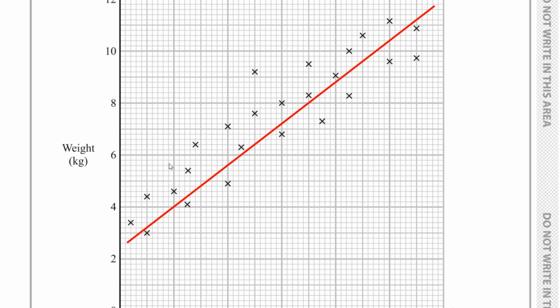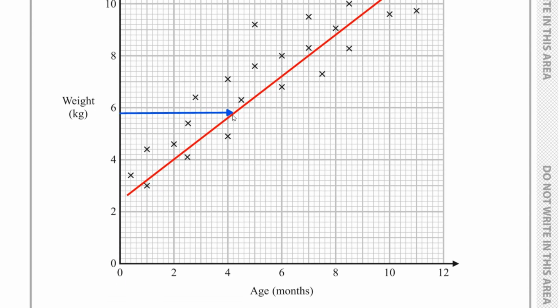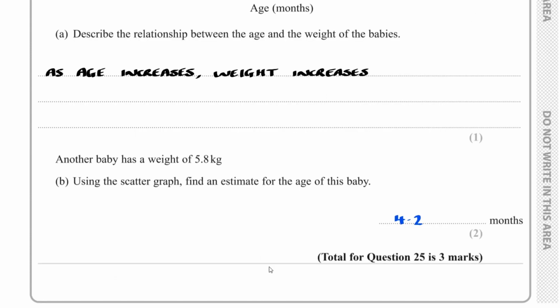We then need to find the 5.8, which is here. And then we draw a line across. And then we draw a line down. So we have 4.2 months.